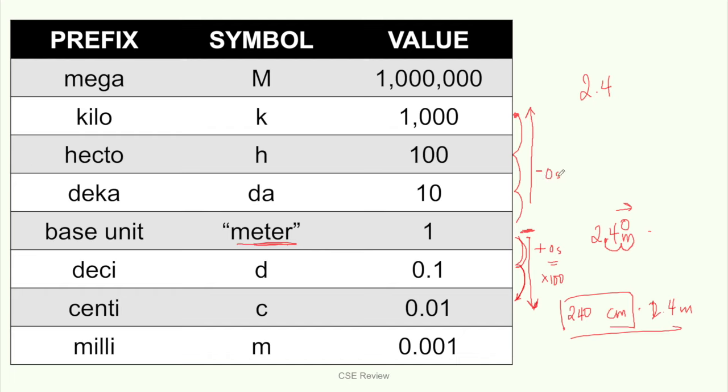Pero, since nababawasan siya or lumiliit yung value, ang movement ko is to the left. If you ever saw yung aking lesson on scientific notation, it's the same concept. So, kung lumiliit yung value niya, ibig sabihin ang movement ko to the left, you have 1, 2, 3. So, the answer is 0.0024 kilometers ang equal sa 2.4 meters. Okay? Again, if you know this.